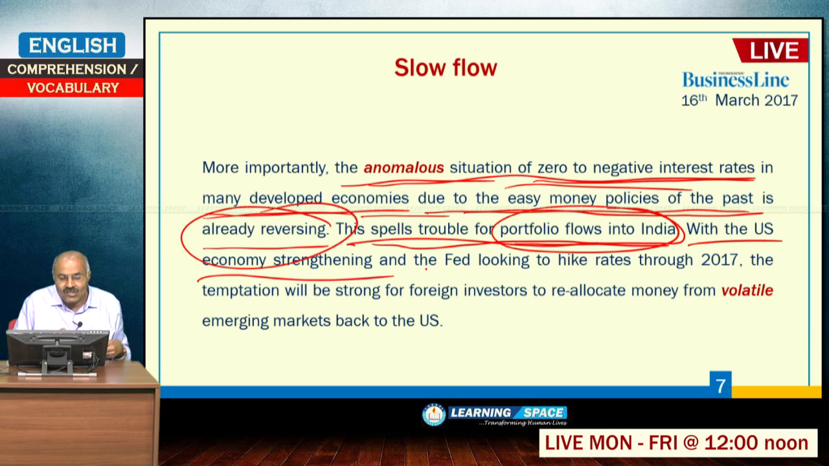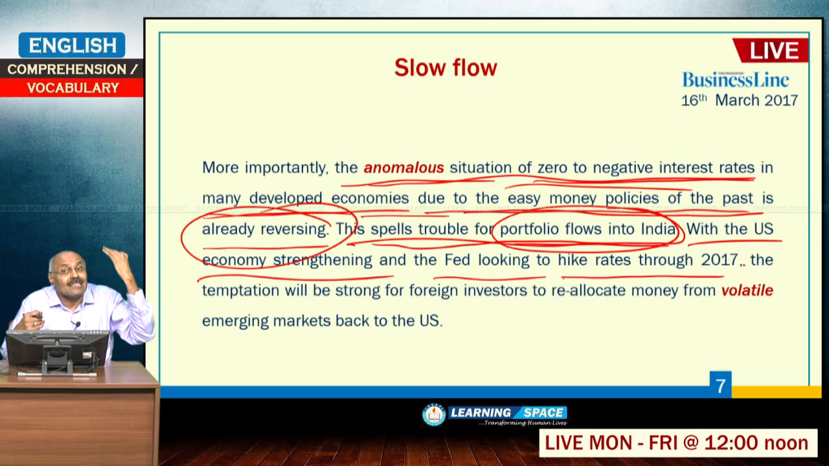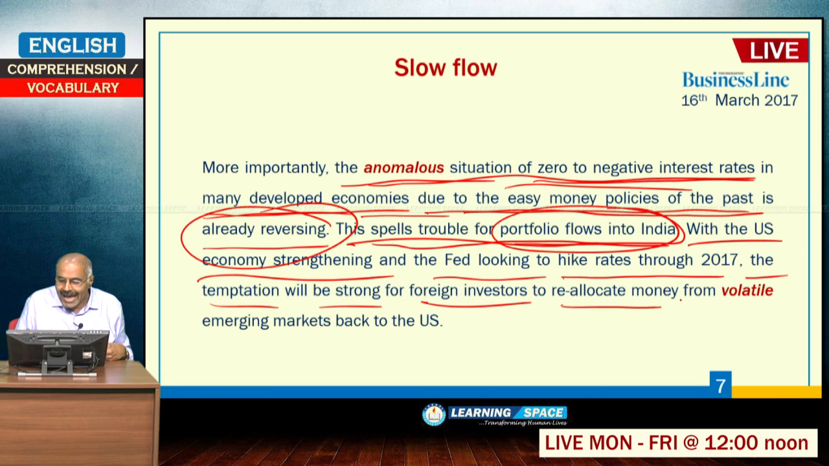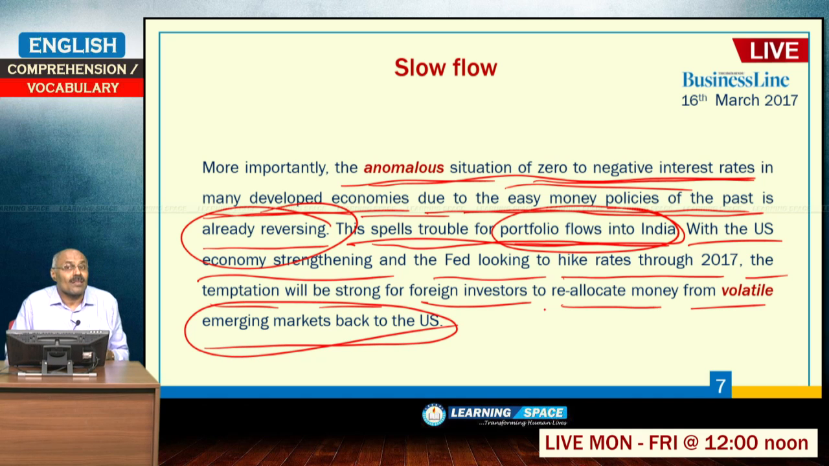With the US economy strengthening and the Federal Reserve looking to hike rates through 2017, they have already increased the interest rate, and further they may increase. The temptation will be strong for foreign investors to reallocate money from volatile emerging markets back to the US. When the US increases its interest rates, then instead of investing in volatile emerging markets, the currencies are normally volatile.